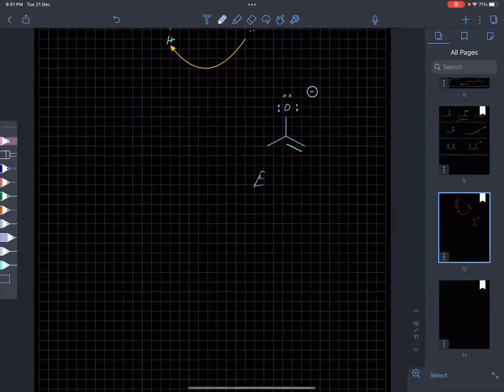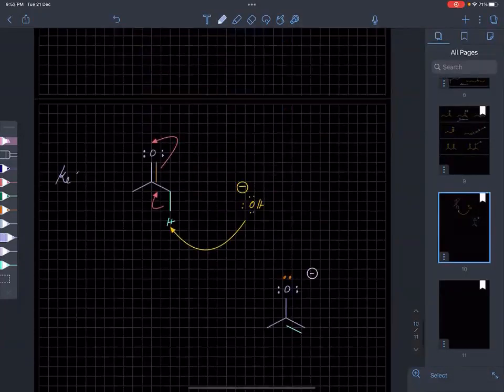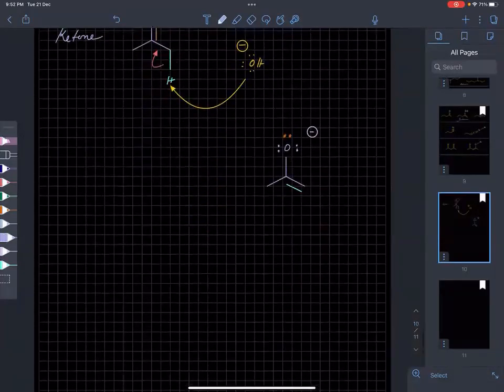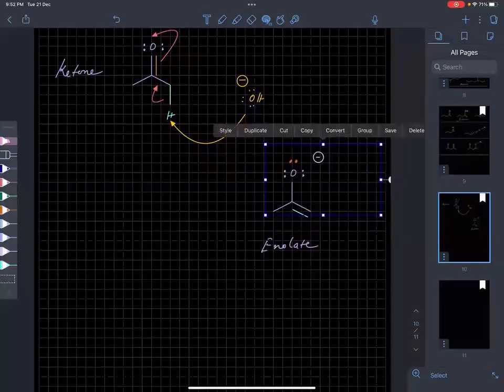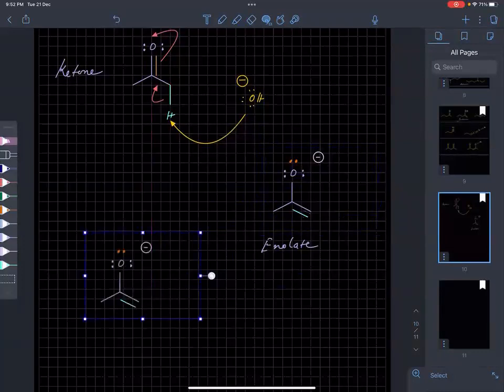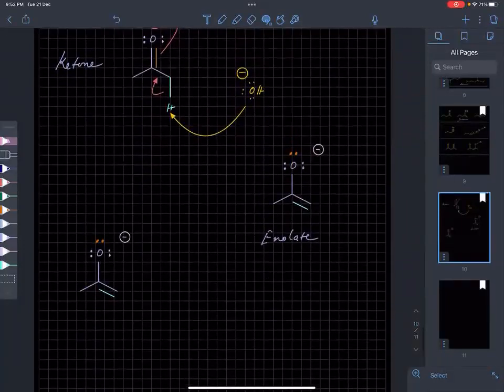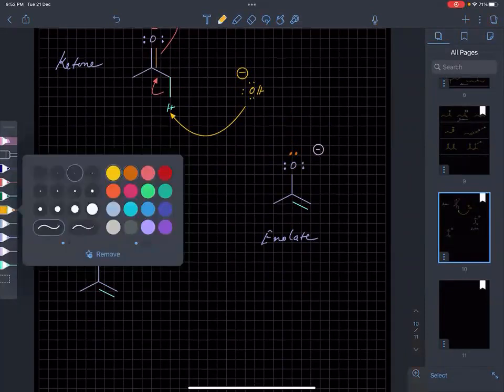Now what was this? This was a ketone. And what is this? Enolate. Now, what will the enolate do? Will it just sit like that? It will not sit, right? And what will happen to this OH minus? What will OH minus become after this?